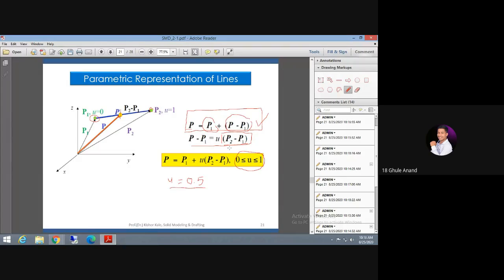So we find P minus P1. This distance is half of P2 minus P1. Indirectly we are writing it in terms of U. Same distance, P minus P1. What are we writing P minus P1 as? It is U times P2 minus P1. For example, it is half of P2 minus P1. So in the first equation, this P minus P1 is replaced by U times P2 minus P1. Correct?